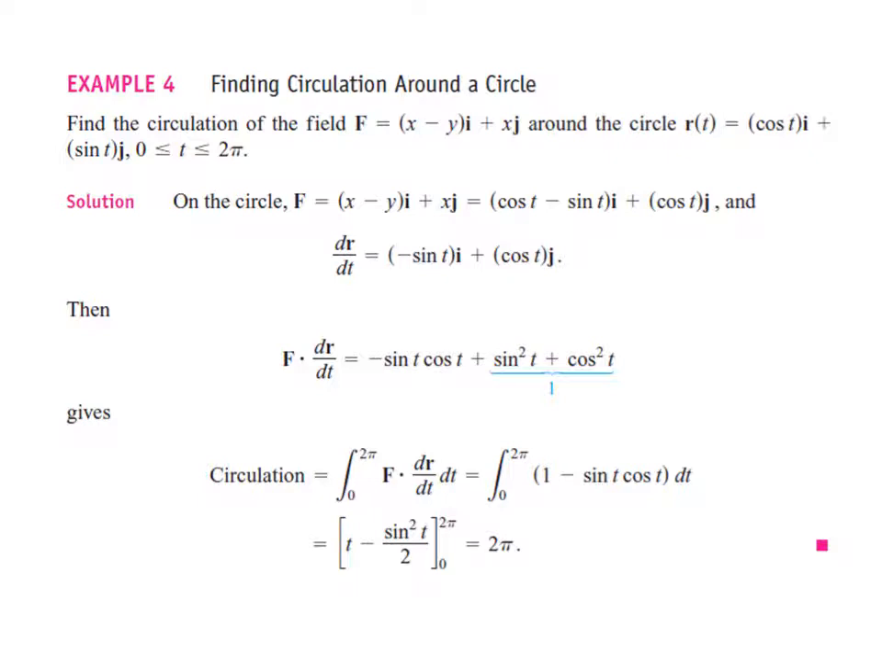So therefore circulation is equal to the integration from 0 to 2 pi of F dot dr by dt dt. That is the integration from 0 to 2 pi of 1 minus sin t cos t dt. So the integration of 1 with respect to t, and sin t cos t can be written as sin 2t by 2, whose integration is minus cos 2t by 4. Then you apply the limits, upper limit 2 pi and 0, so we get 2 pi.